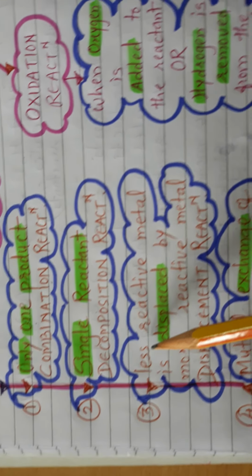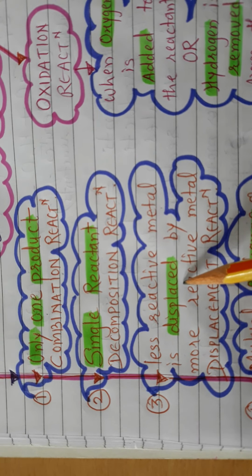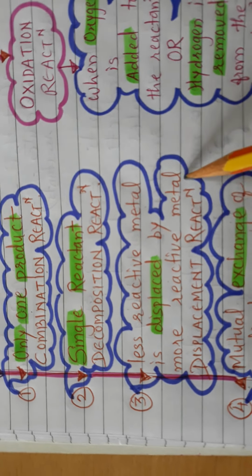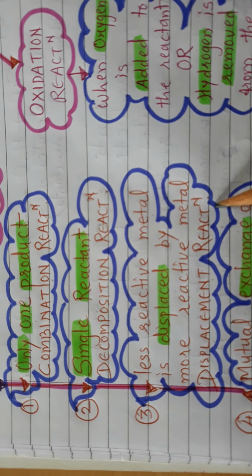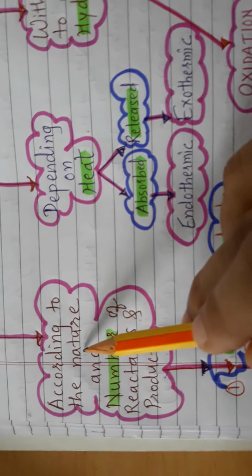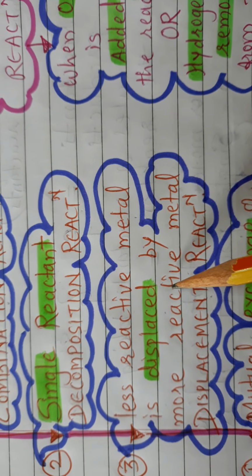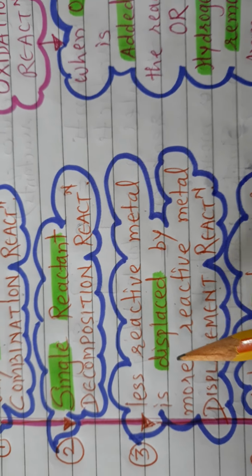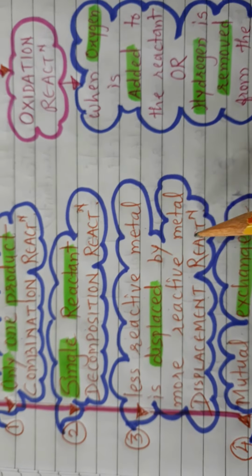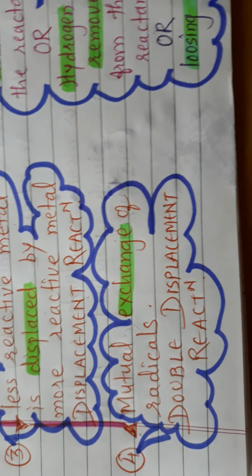Now, if in the reaction the less reactive metal gets displaced by the more reactive metal, that reaction is called a displacement reaction. Here the nature of the reactants is considered, and we have studied the reactivity series. So, according to the reactivity of the metal, the less reactive metal will be displaced by the more reactive metal.